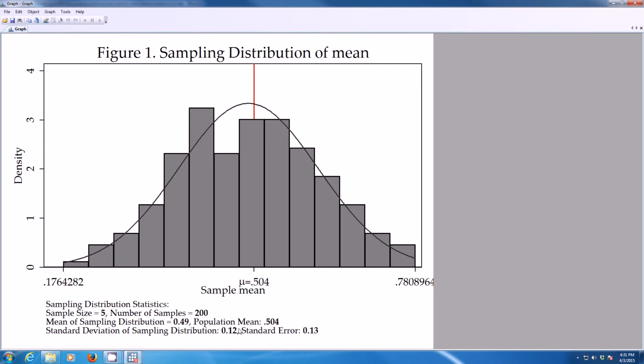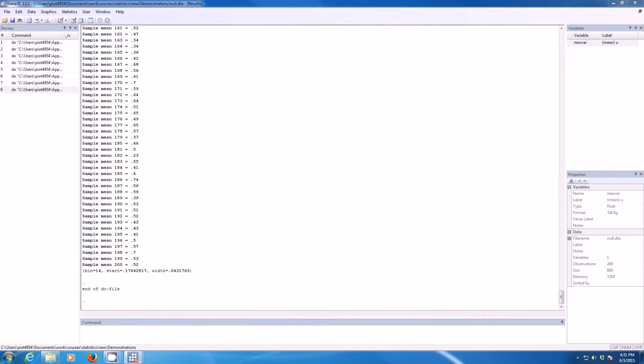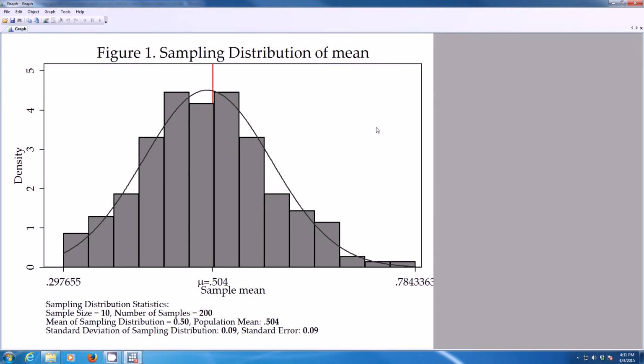Let's see what happens as we increase the size of each of these samples. So instead of 200 samples of size 5, let's take 200 samples of size 10. Okay, so for each of the 200 samples, each of size 10, we're calculating the sample mean, and then we're going to stack them into one data set and graph the resulting distribution. Now you can see that we've got pretty similar results. We still have a bell shape. It's still centered around the value of the true population mean. The mean of the sampling distribution is still roughly equal to the population mean. But notice that now the standard deviation of the sampling distribution and the standard error are a little bit smaller. So now, rather than being equal to 0.12, the value is 0.09.